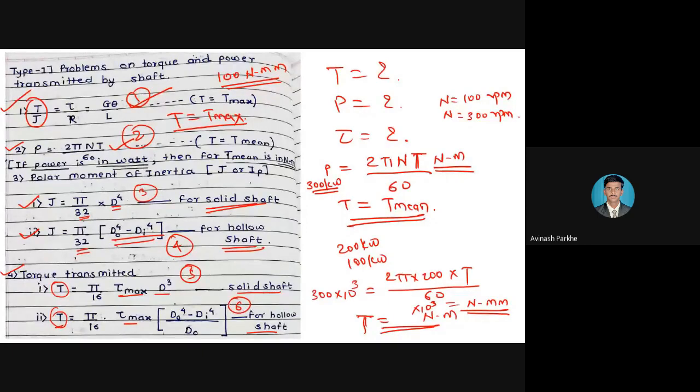Then polar moment of inertia, J. Polar moment of inertia is indicated by J.